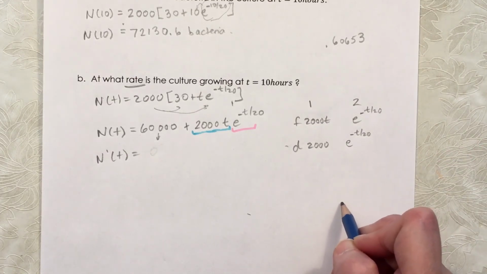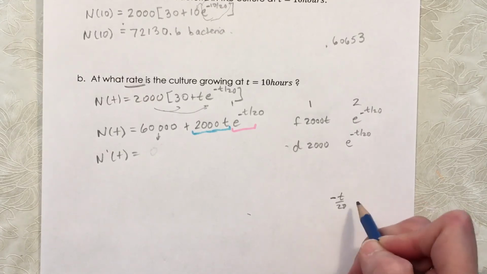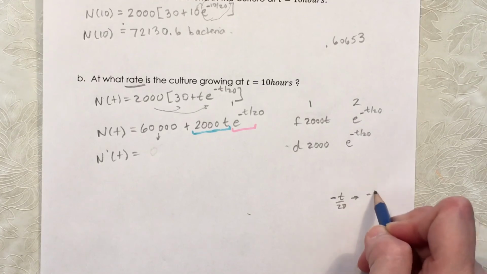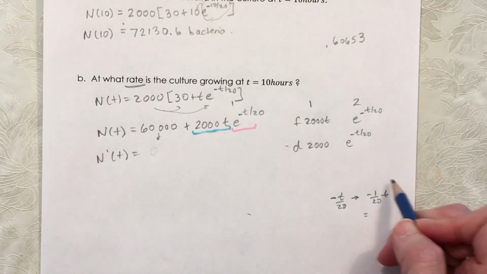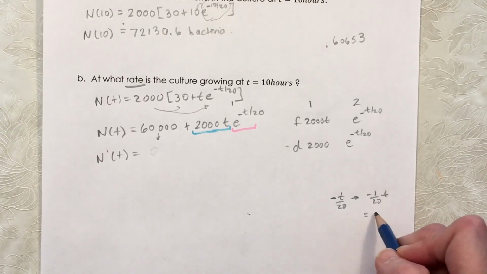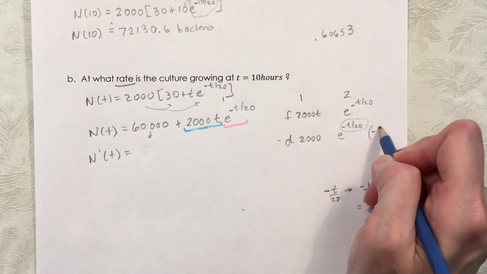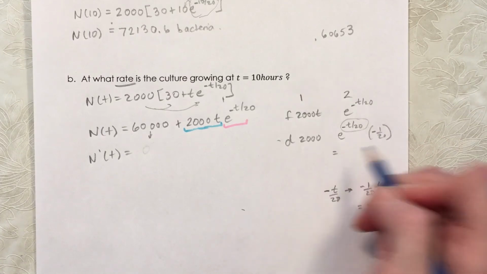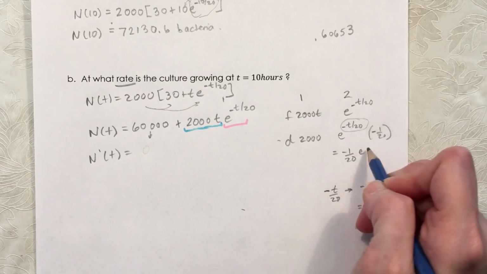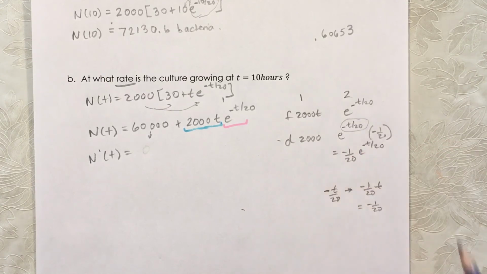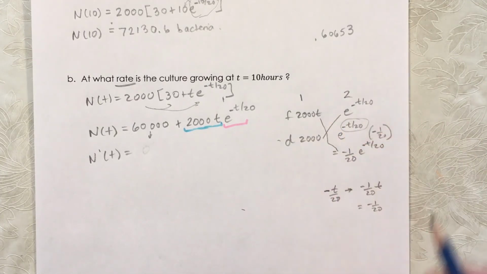So if you remember back to when we first started deriving stuff, if we had negative t over 20, we'd probably first write it as negative 1/20th t, so that you could see that its derivative is just 1 times negative 1/20th t to the 0, or negative 1/20th. So the derivative of this exponent is negative 1 over 20. So you could probably write that as negative 1/20th e to the negative t over 20. And then these correspond and these correspond.